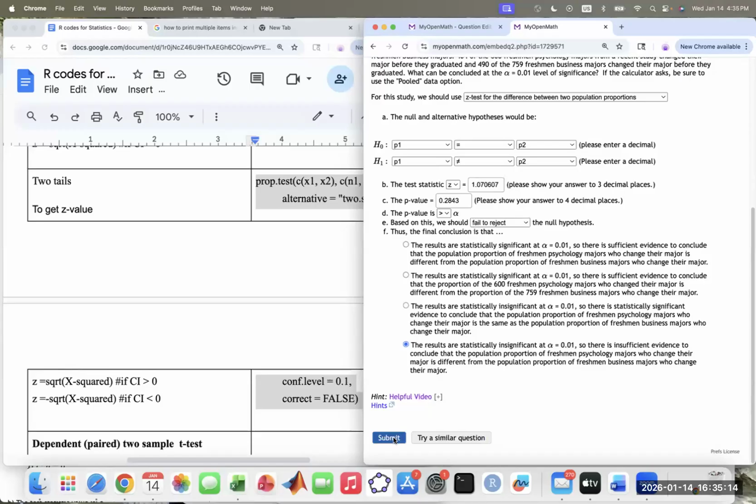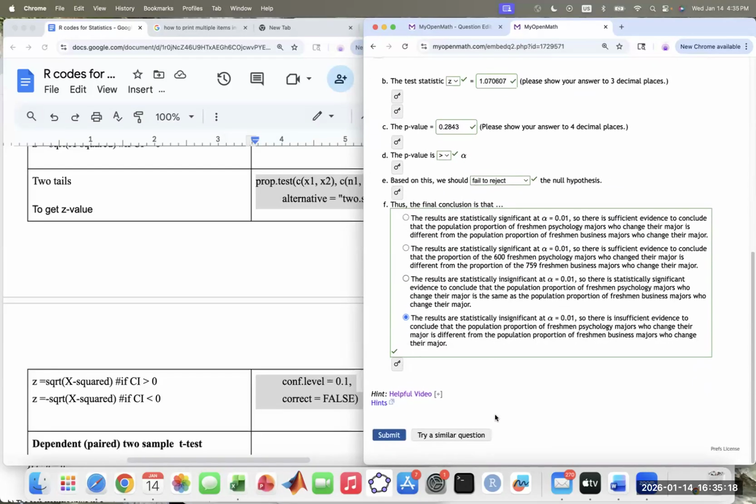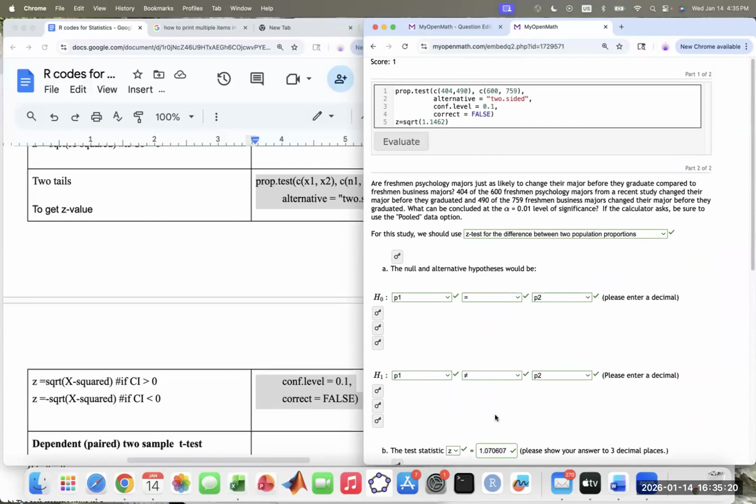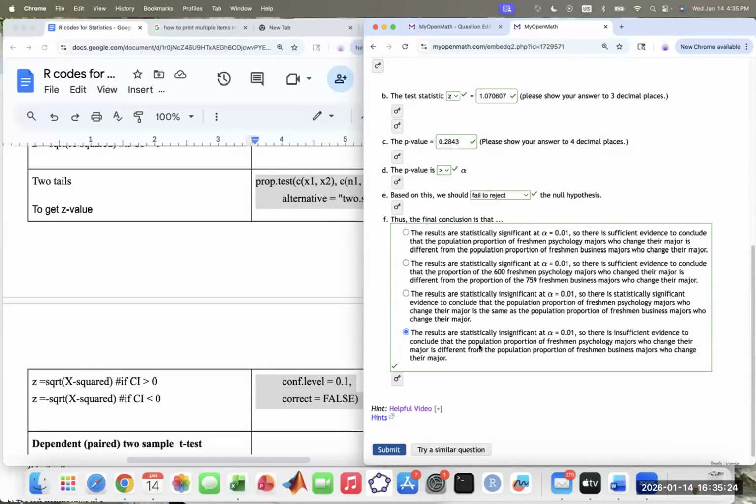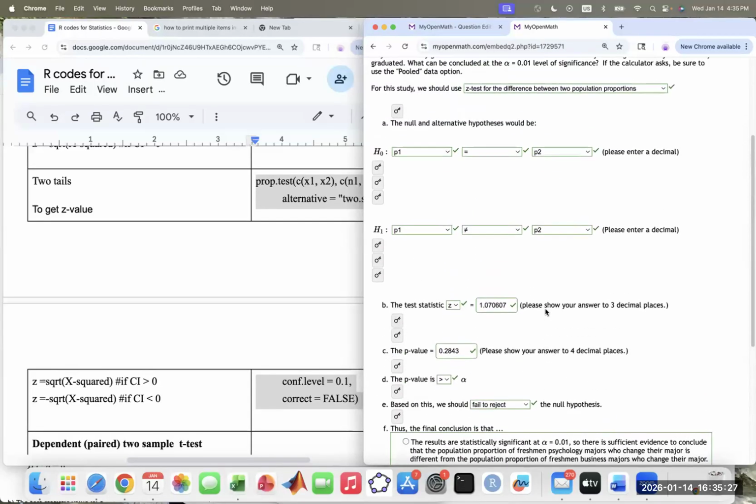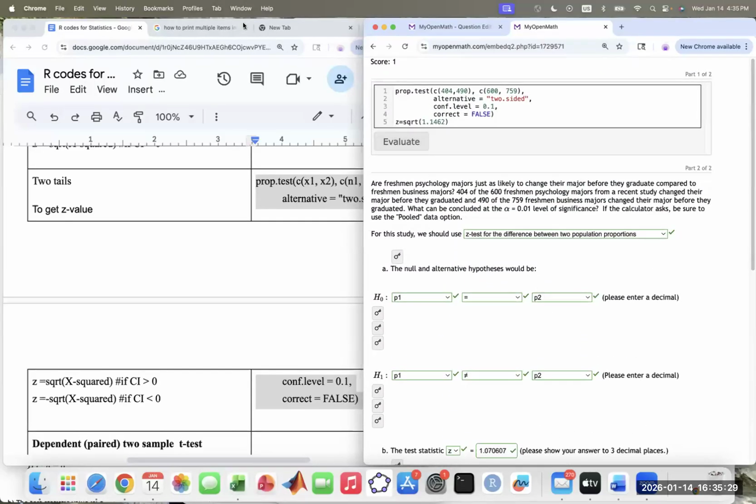Okay, so submit. I should have all correct answers. So that's how you do the Z test. Be careful when you choose this part right here. I hope it helped.